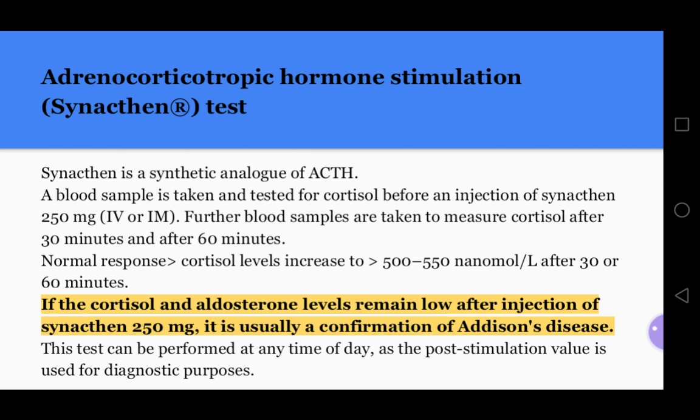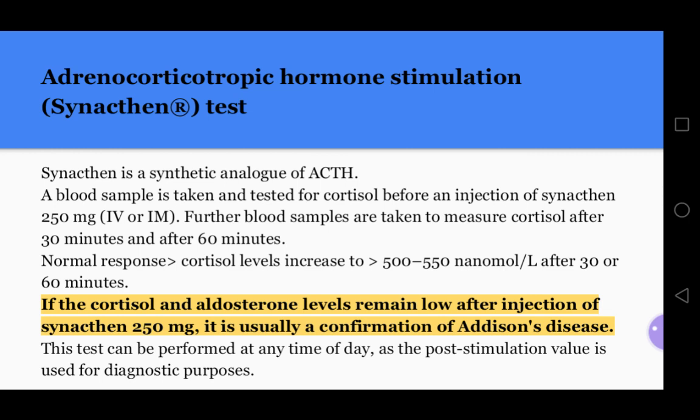The synacthen test is also called the adrenocorticotropic hormone stimulation test. Synacthen is a synthetic analog of ACTH. A blood sample is taken and tested for cortisol before an injection of synacthen. 250 microgram is given IV or IM. Then further blood samples are taken to measure cortisol after 30 minutes and after 60 minutes. Normal response is if cortisol levels increase to more than 500 to 550 nanomole per liter after 30 or 60 minutes.